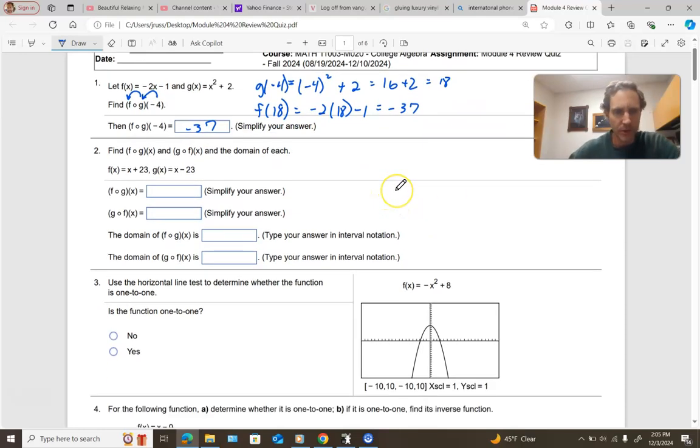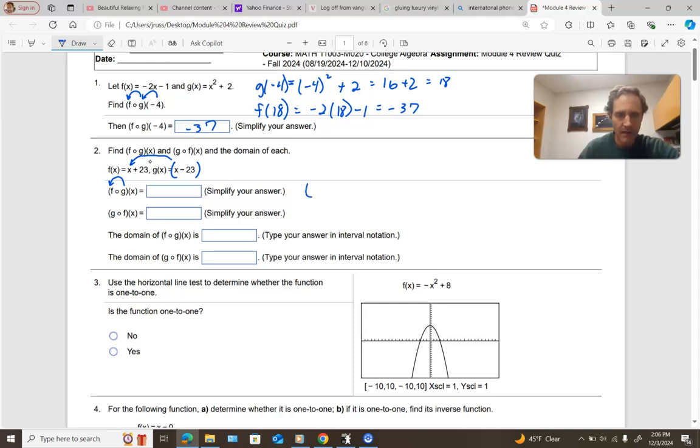Alright, number 2. Number 2 says we want to find these two compositions, but we're not plugging in numbers. We want to find f composed of g, and then g composed of f. Okay. So in both cases, guys, we're just plugging one function in to the other function. So with this first one here, I'm going to be plugging g into f. So in other words, all of this for g into the x that's in f.